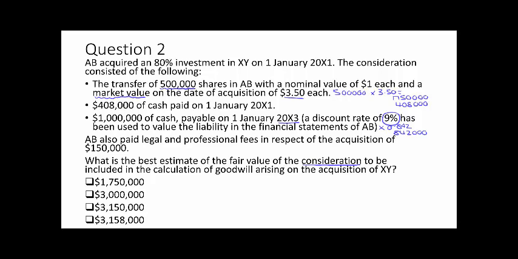The final part of the question is to tell us that on acquisition, we've also covered the legal and professional fees of $150,000. But this is an item that would be specifically expensed at the point of payment and doesn't form part of the actual consideration of the shares purchased. So the final answer would be the result of the 3 elements that we've just calculated, which in this case would give us an answer of 3 million, the second option here.